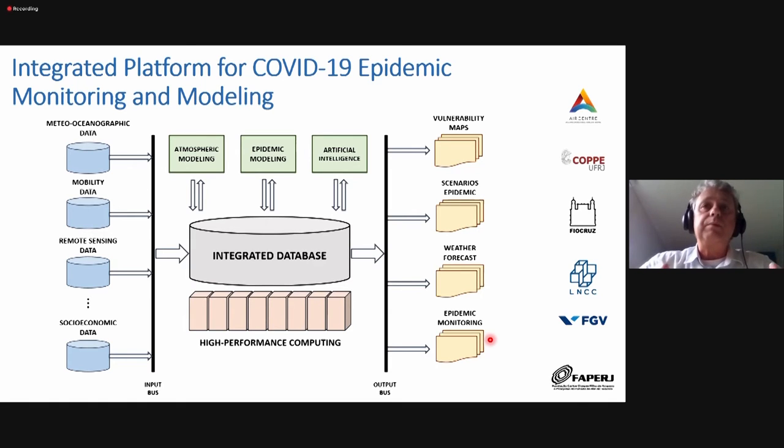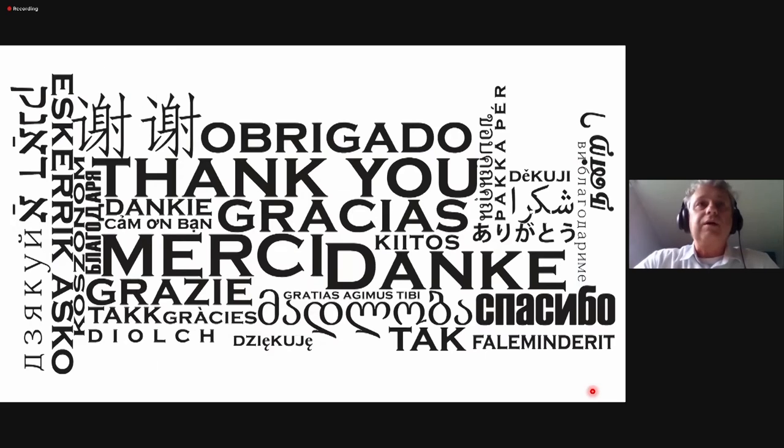This has been developed in our lab at COPPE, and the previous projects that have been shown all have open data, and we interact with all the other important institutes in Rio de Janeiro, that is Fiocruz, LNCC, and FGV. And this project has been supported by the Rio de Janeiro State Research Council, that is FAPERJ. So I hope that I'm in time. Thank you very much. I'll be glad to answer your questions.